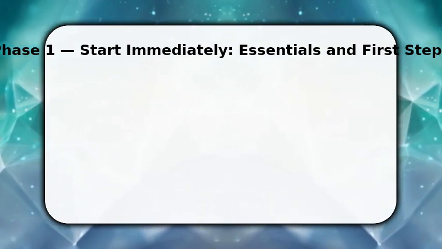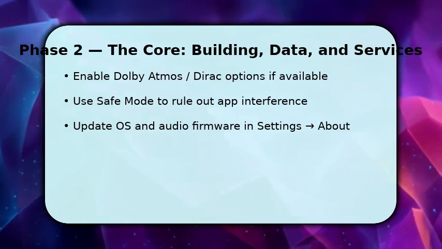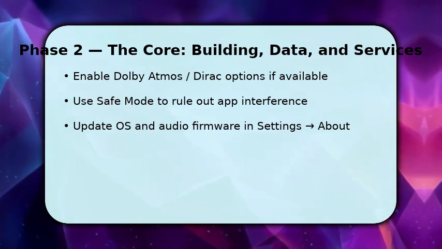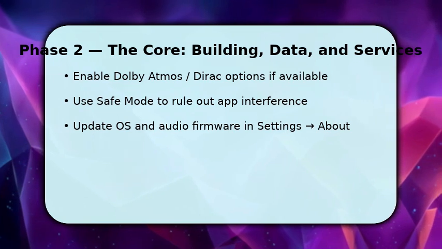Next, you tweak system audio enhancements. Open sound effects or audio settings and enable Dolby Atmos or Dirac, choosing the preset that boosts clarity or volume. If options aren't visible, install the latest Realme UI updates.